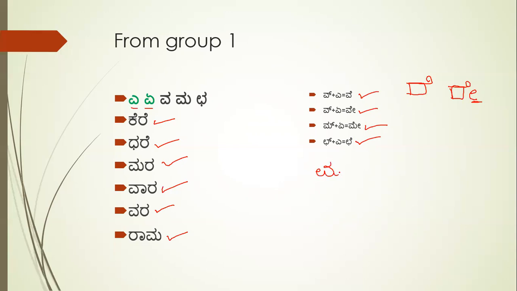I'll take one more example, ma, because many of you are confused whether you should make the half here or here. You're right, it should always be the half of this. Ma plus a is equal to ma, and ma plus big a is equal to maa.